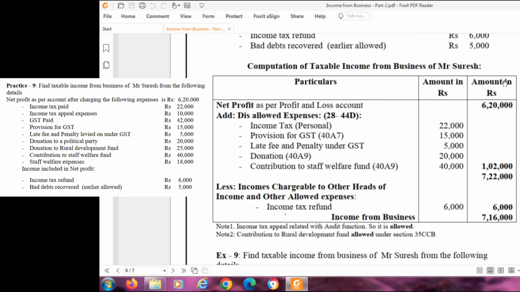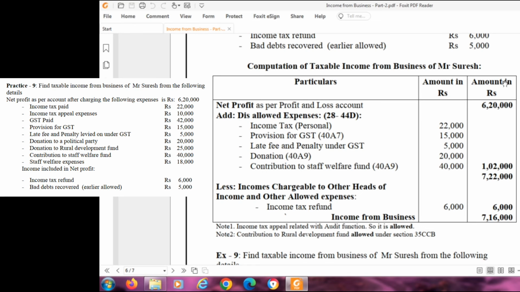Next one, donation to political party. Any contributions should be made from their personal fund but not from the business fund. It is not a business nature. It is disallowed nature. Donations to political party, 20,000. Next, contribution to staff welfare fund. Contribution to staff is allowed, but a staff welfare fund is meant for the future, so that amount will be disallowed. Contribution to staff welfare fund under section 40A(9). Staff welfare expenses are incurred during the previous year, so they are allowed.